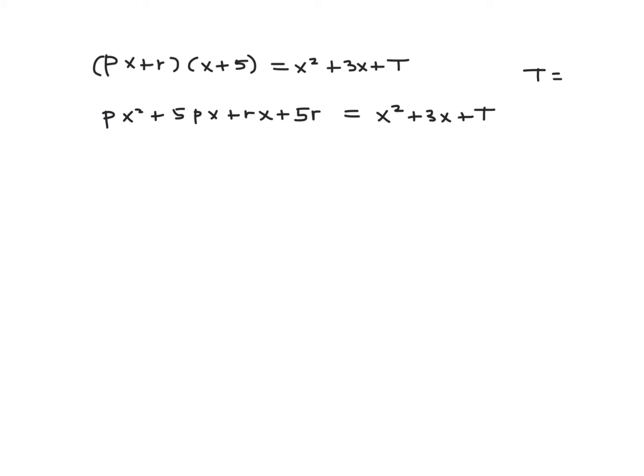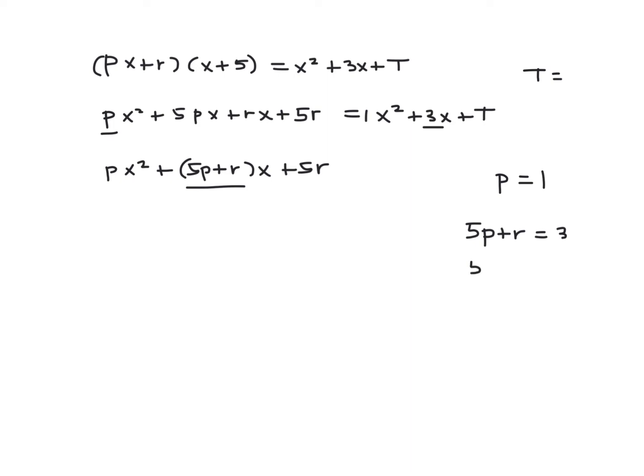Now we have to match coefficients. So the coefficient of x squared over there is 1. So the coefficient over here is p. So that means p is equal to 1. This coefficient, we're going to have to factor this a little bit. It's going to be 5p + r, and that's the coefficient of x. So over here, the coefficient of x is 3. So 5p + r is 3.